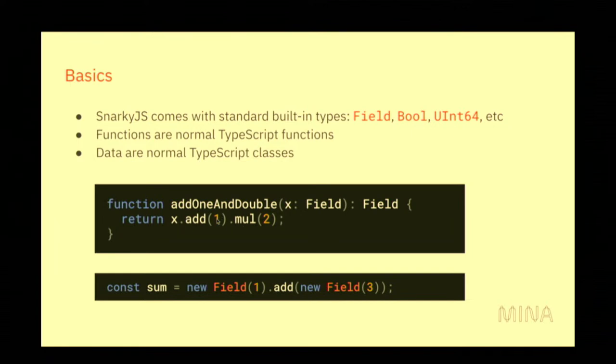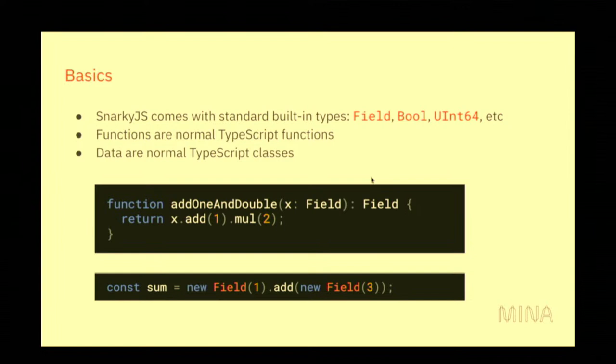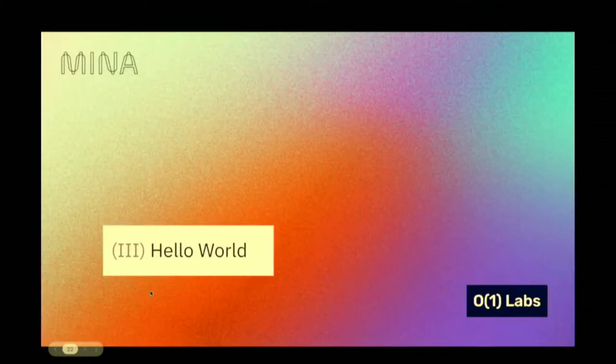When we pass in a 1 here, this is just a normal JavaScript 1, and it gets promoted into being a field element of value 1. This looks a little bit weird, and in practice, it actually ends up being very elegant. This kind of chaining API is something that lots of people have told us they like, and I have also grown to like it. Here we've got another example. We're taking a field, passing in a number 1, it gets promoted into a field of value 1, and then we're adding to it a field of value 3 to get a field of value 4. So sum here will equal a field element of value 4.